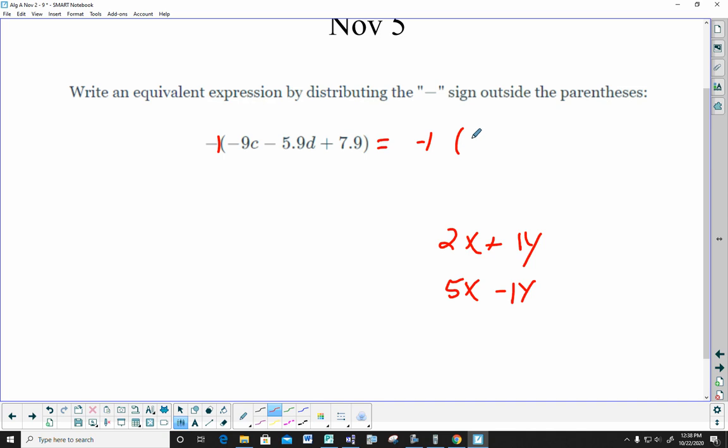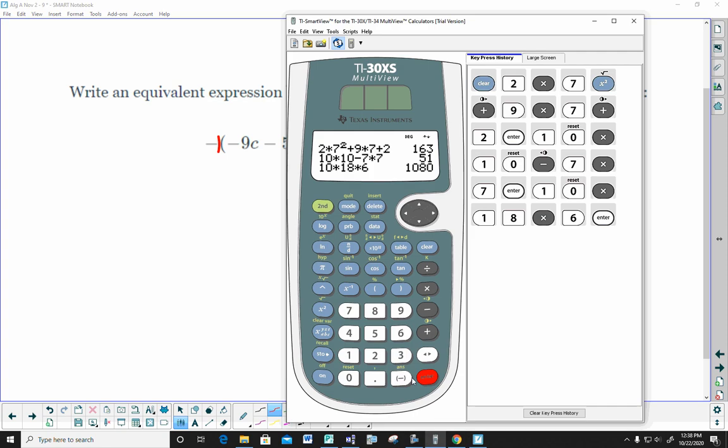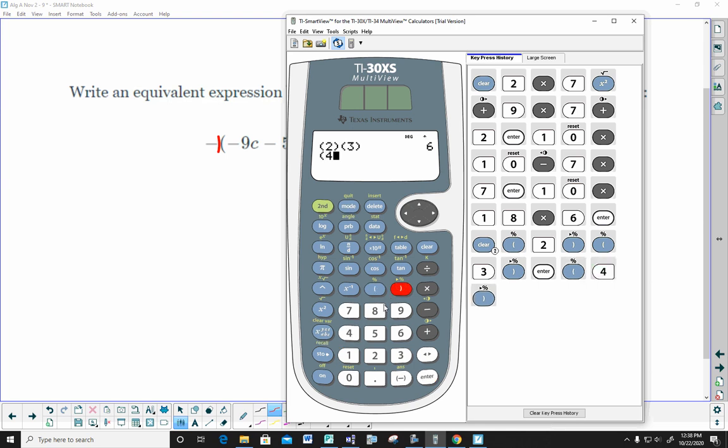Now I need to talk about the math symbol that's in between this negative 1 and the parenthesis. So let me finish writing this for a second. Minus 5.9d plus 7.9. If I gave you this, what would you write for an answer? I'm hoping you're going to say, well, let's do this. The calculator can do it too. Parenthesis 2, close the parenthesis, parenthesis 3, close the parenthesis, enter. What did it do? Parenthesis 4, close the parenthesis, parenthesis 5, close the parenthesis. What did it do? It multiplied.